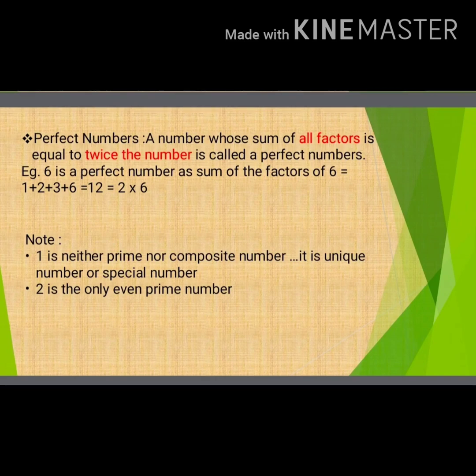Note, 1 is neither a prime nor a composite number. It is a unique or special number. 2 is the only even prime number. Of all the prime numbers that you will be observing, 2 is the only even one and the smallest prime number.